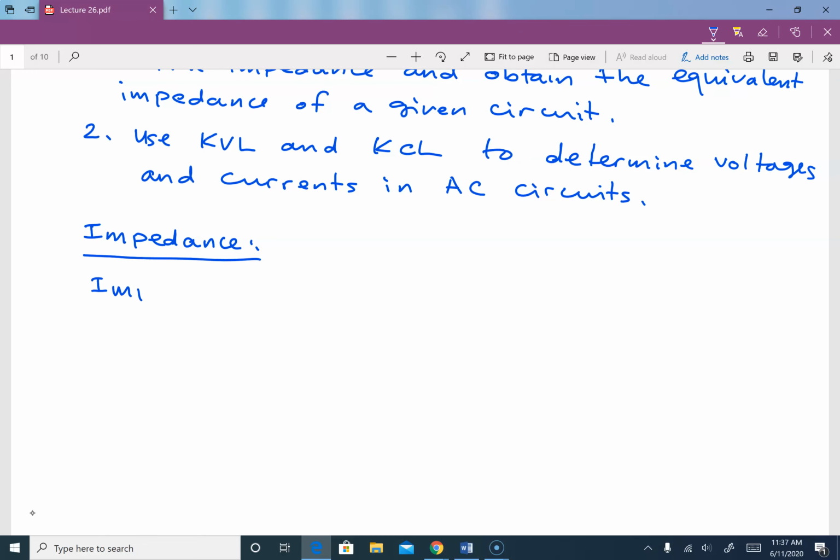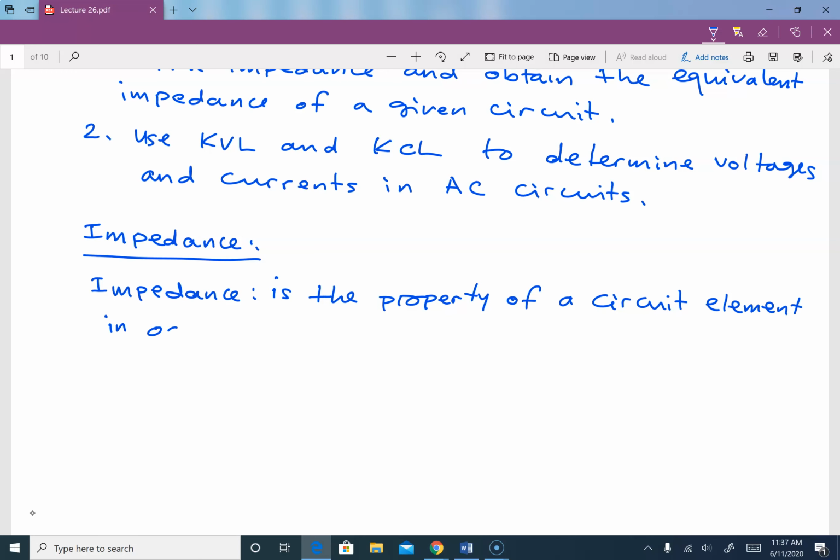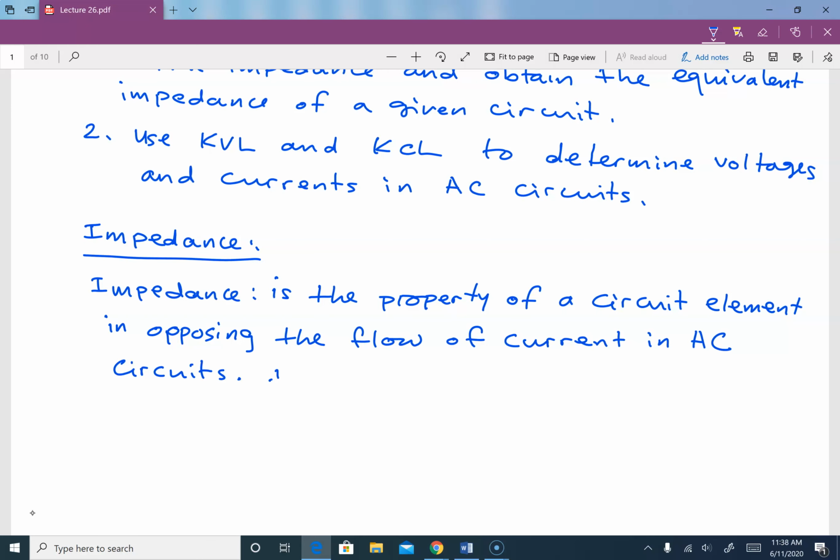So impedance, we can define it as the property of a circuit element in opposing the flow of current in AC circuits. And the impedance is measured in ohm.